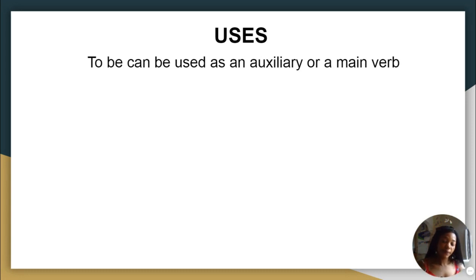So, to be can be used as an auxiliary or a main verb.